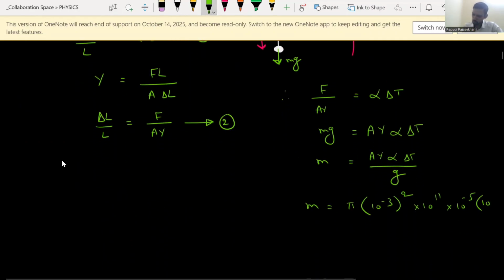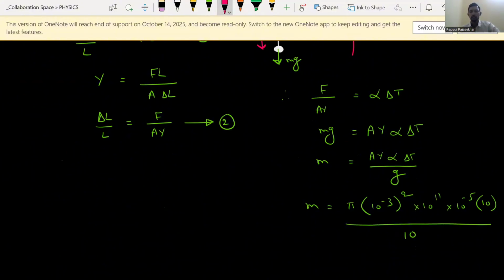So this is 10 whole divided by g value. We know already, acceleration due to gravity nearly equals 10, we can take. So here the 10 value gets cancelled. So (10 power minus 3) whole square is 10 power minus 6. 10 power minus 6 into 10 power minus 5, that is 10 power minus 11, into 10 power 11. So both we can cancel the terms.